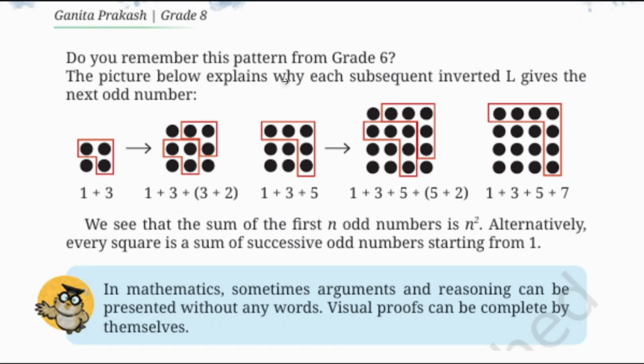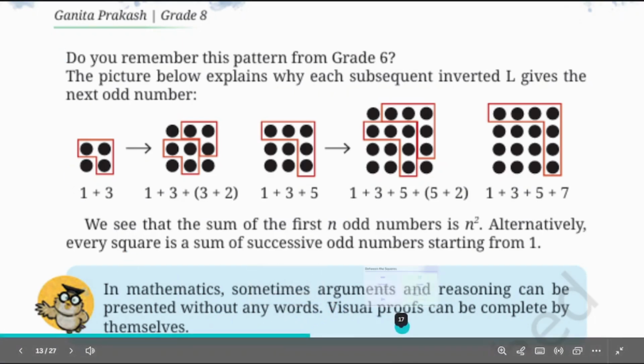Now, do you remember the pattern from grade 6? You were learning something like an L shape. So we see that the sum of first n odd numbers is n square. Okay, so this is the formula which you have to learn, that the sum of first n odd numbers is n square. Alternatively, a perfect square is a sum of successive odd numbers starting from 1. Sometimes argument and reasoning can be presented without any word. Visual proofs can be complete by themselves.